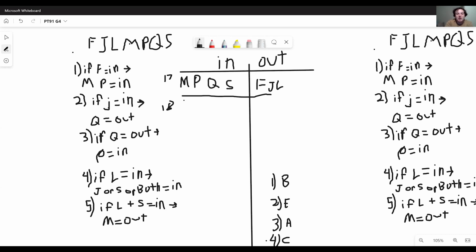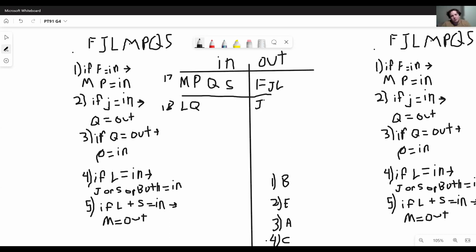So let's put L and Q in here, right? So I put L and Q in. I then know J is out, because if it was in, then Q wouldn't be there. So we immediately know J is out as well. L is in. And M and P as well because of Q.